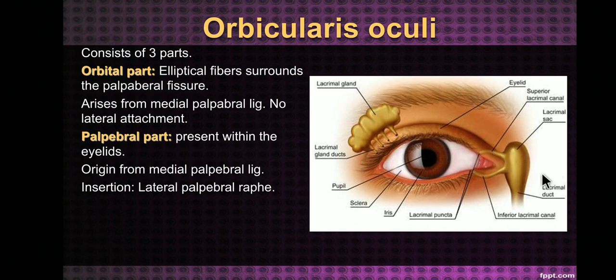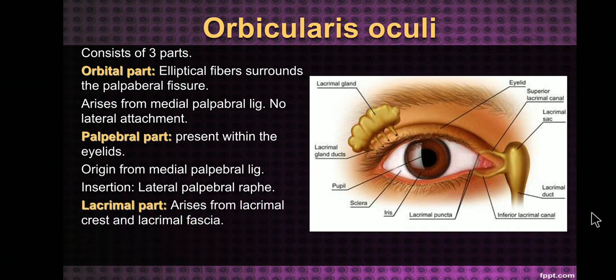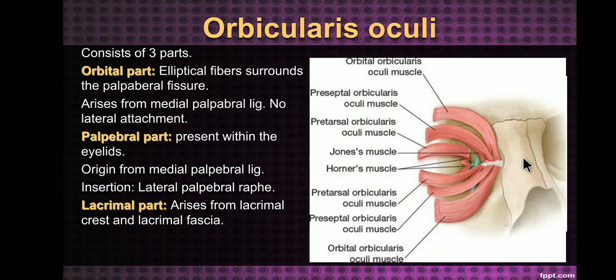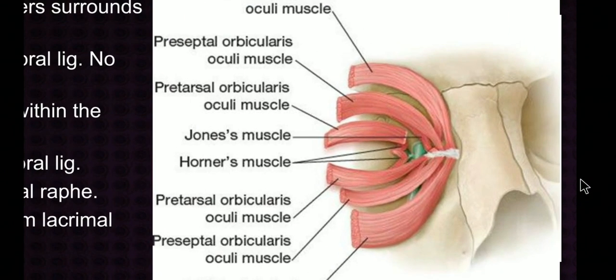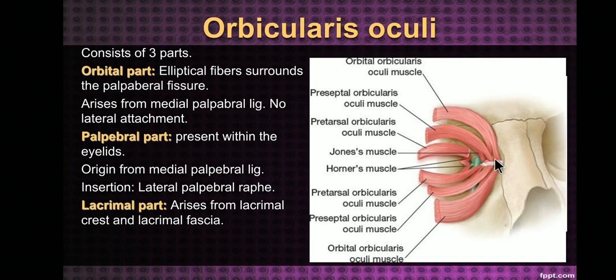So you have a fossa in the lacrimal bone, and you have a raised margin which is called the lacrimal crest. The muscle arises from the fascia covering the lacrimal fossa, the lacrimal fascia, and the lacrimal crest. Here you will be seeing the lacrimal crest. From here you are able to see the lacrimal sac and the fascia which is covering it. From that the muscle takes its origin and passes through the superior tarsus and inferior tarsus to get attached to the lateral palpebral raphe.